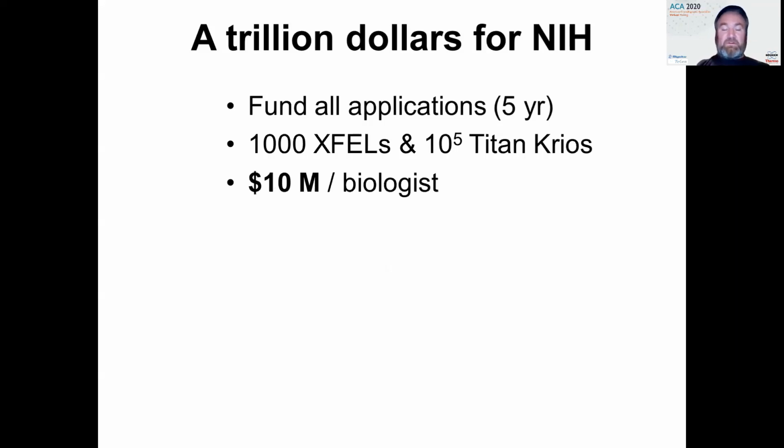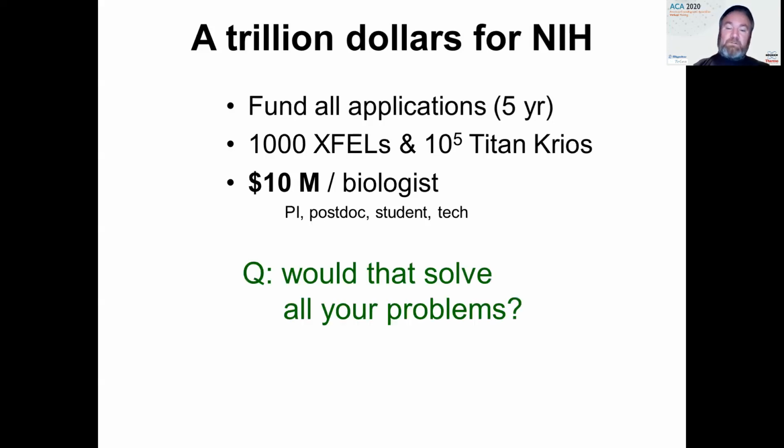Or another way to maybe be more equitable about it is there's only about 100,000 biological scientists in the United States. So if you just gave each of them 10 million, that would add up to $1 trillion. Now, I'm not just talking about the PIs, the postdocs, the students, even the technicians, 10 million each. What would you do with that? Would that solve all of your problems? Well, you probably wouldn't fly coach anymore.